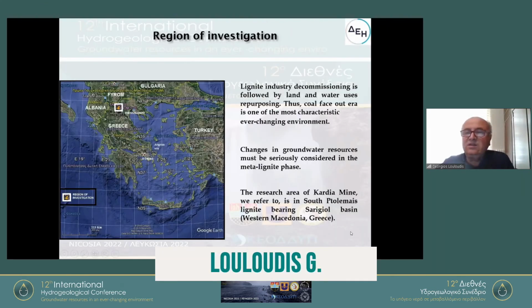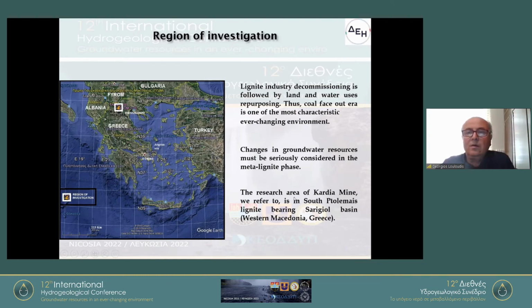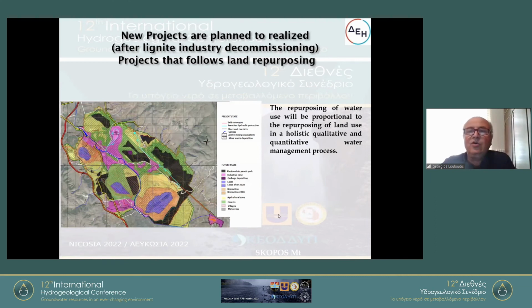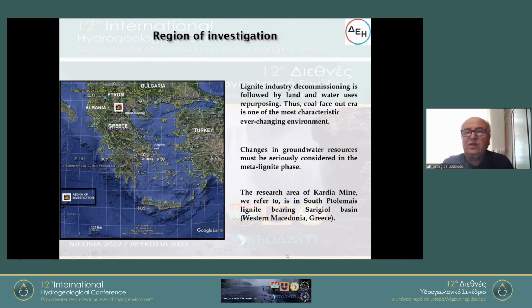Lignite industry decommissioning is followed by land and water use repurposing. Thus, the coal phase-out era is one of the most characteristic ever-changing environments. Changes in groundwater resources must be seriously considered in the post-lignite phase. The research area of Kardia mine that we refer to is in the South Ptolemais lignite-bearing basin, Sarigiol named, in Western Macedonia, Greece.